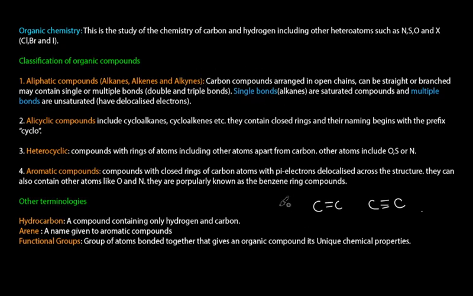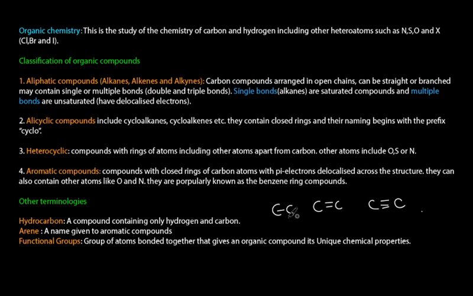Now the carbon single bond carbon, which is the alkanes, are said to be saturated compounds. What do we mean by saturated? The bond between these two carbons is a sigma bond, which is very strong. The electrons in this bond are not delocalized, which means they don't move, they are at a fixed point. They don't move to the C over here or the C over here, so they are localized.